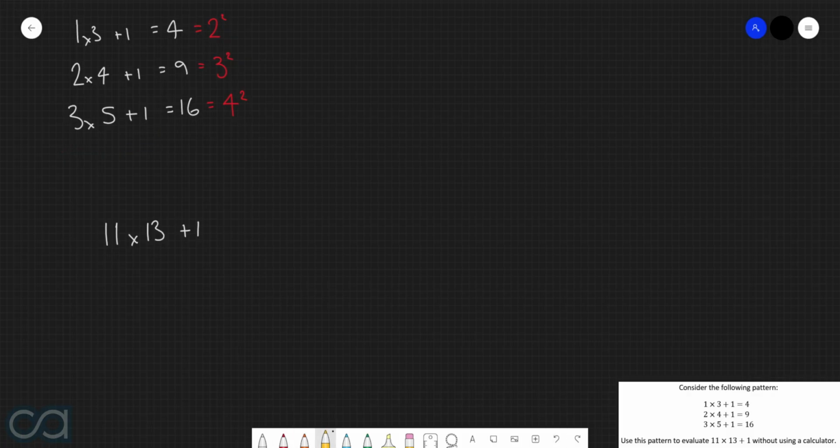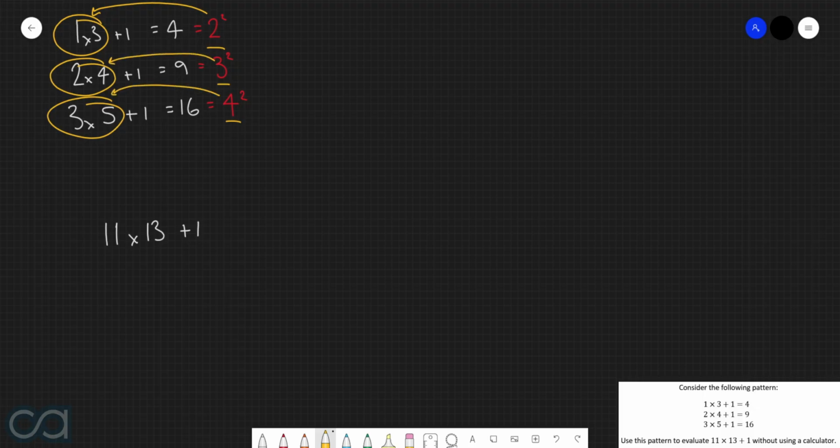Because what again you should hopefully notice here is that the link between these three multiplications and then the perfect squares is that the perfect square numbers are all directly in the middle of the two multiplication numbers. In other words, with this first one, we're multiplying 1 and 3, and then 2 is the number which is directly in the middle of 1 and 3. With this second one, we've got 2 multiplied by 4, and then 3 is the number directly in between 2 and 4, and then finally, with 3 and 5, 4 is the number directly in between 3 and 5.